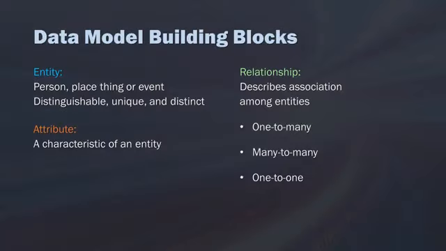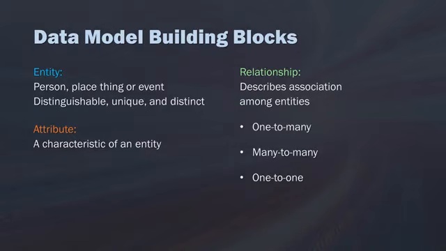The building blocks for this relational model are really three simple things. We have entities, which are a person, place, thing, or event. These are very distinguishable. They are unique, they are distinct. For example, I could be an entity, Sadie St. Lawrence, and then we have attributes, which are characteristics of this entity. As an entity, it would be myself, and then an attribute about me would be that I am female.